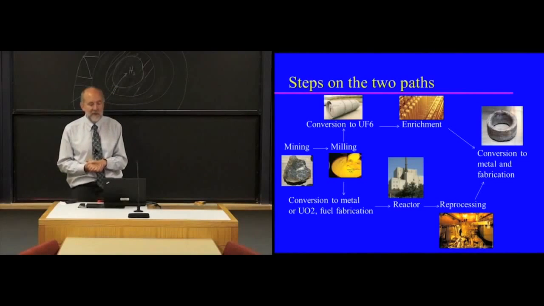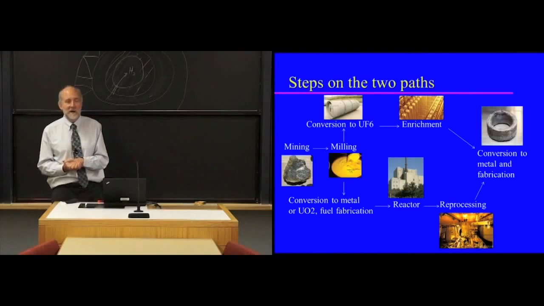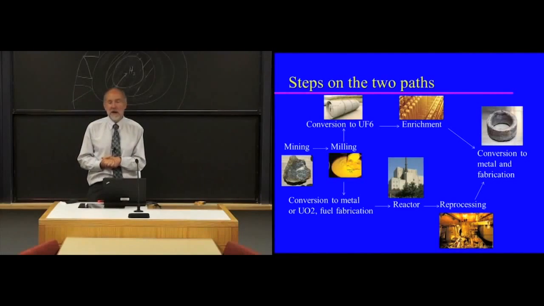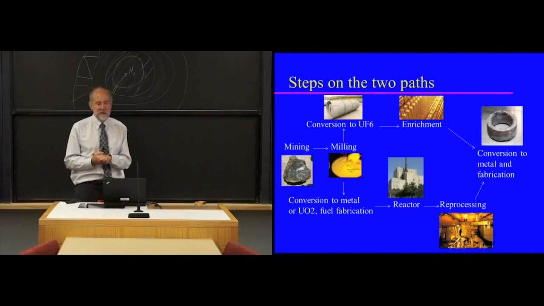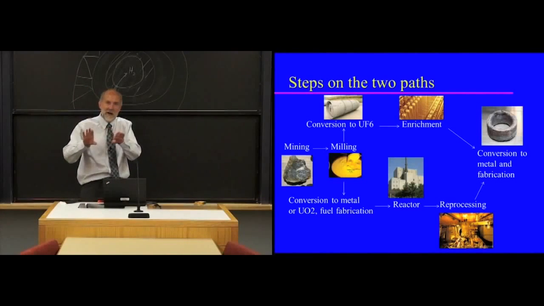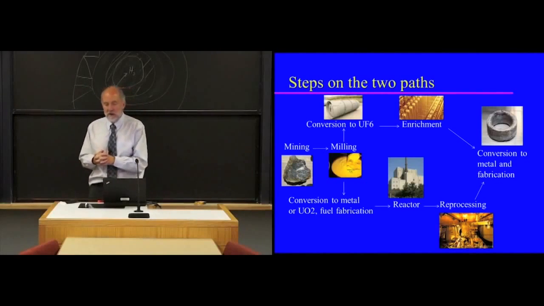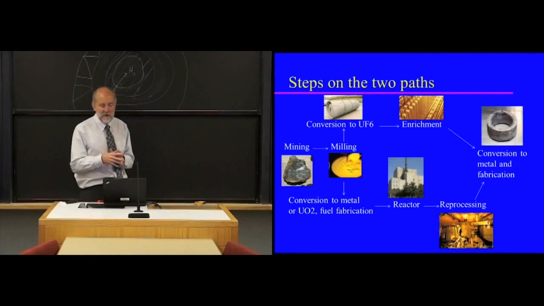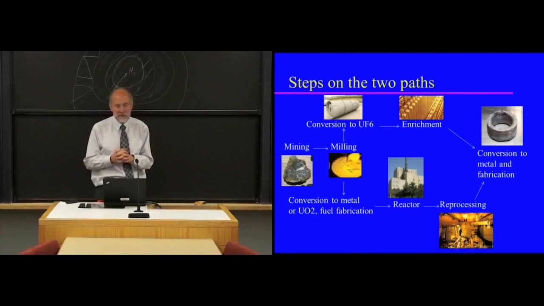All right, so you take uranium hexafluoride. I have a picture of one of the huge barrels that it's stored in, and that goes to an enrichment plant. We'll talk more about enrichment later, but that separates out the slightly lighter uranium-235 atoms from the slightly heavier uranium-238 atoms. And then you go to conversion to metal and fabrication. You can see there a ring of, I believe, plutonium metal in that picture.